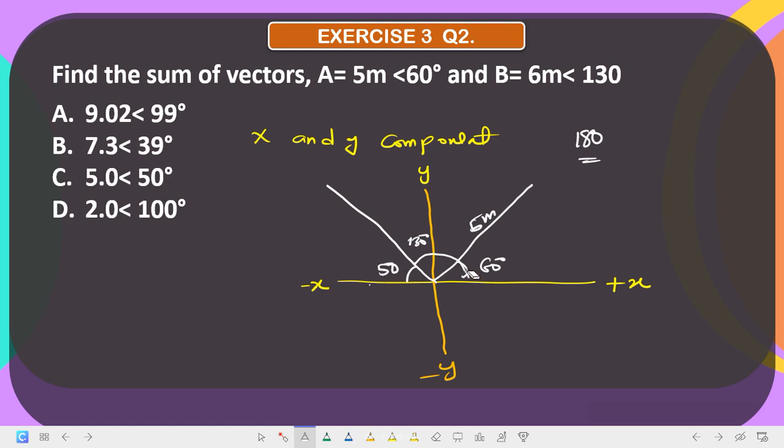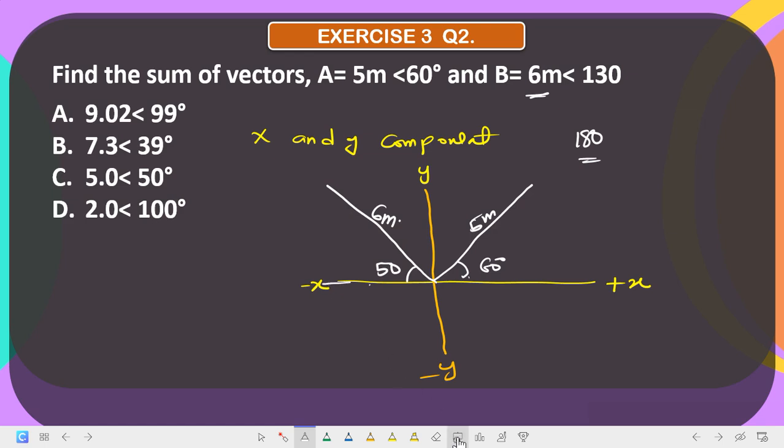If from here down to this place is 130, we know that the sum total of everything here is 180. So this angle here will be 50 degrees. So instead of putting 130 here, we can decide to put 50 degrees to show that this angle is 50 degrees, and the magnitude is 6 meters. So at this point, we can now resolve this into our x and y components.